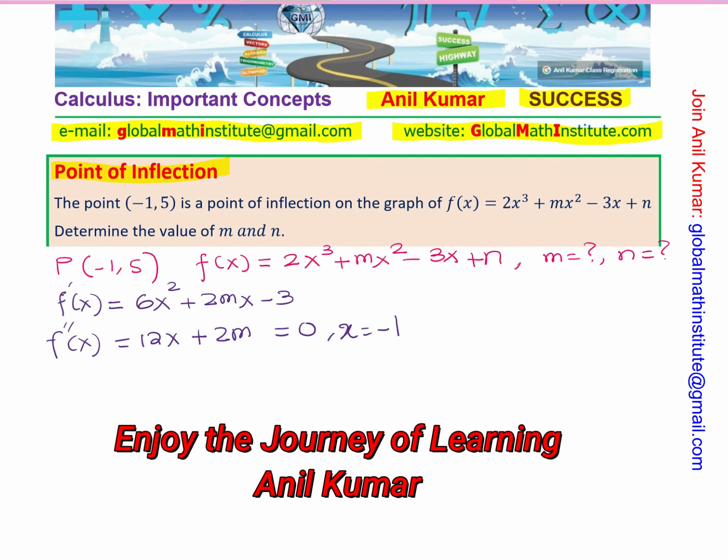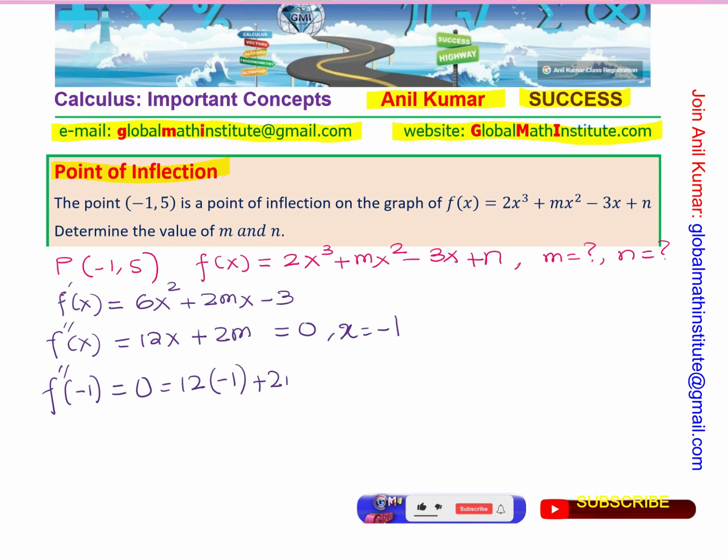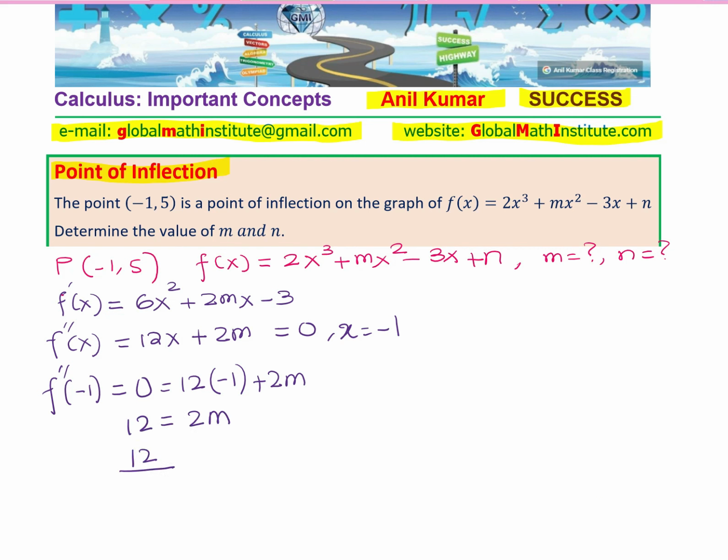So what we are trying to say is that the second derivative at minus 1 is equal to 0, right? So we'll substitute minus 1 for x. So we get 12 times minus 1 plus 2m. From here, we can find the value of m, right? So solving, we get 12 equals 2m, or 12 divided by 2 is m. And so we get 6 equals m. So we got the first value.